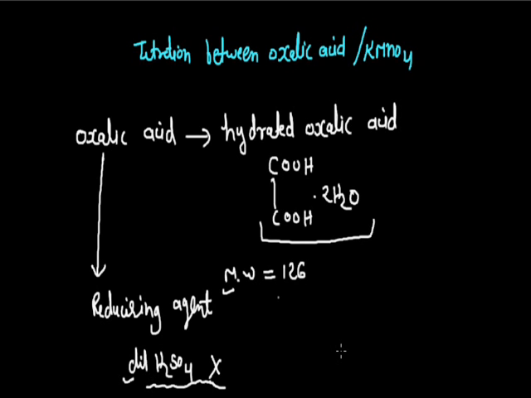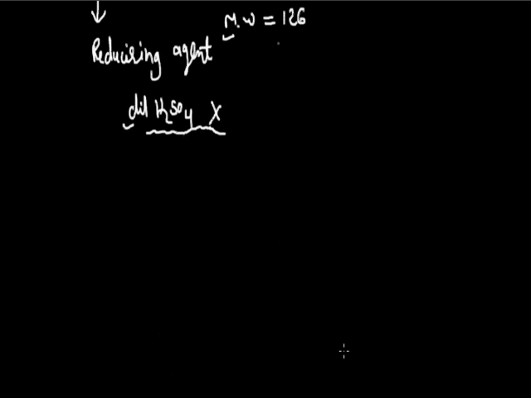And the second most important thing in this titration is KMnO4. As we know, KMnO4 has a deep violet color. It's an oxidizing agent, and this oxidizing reaction is performed in the presence of an acidic medium.